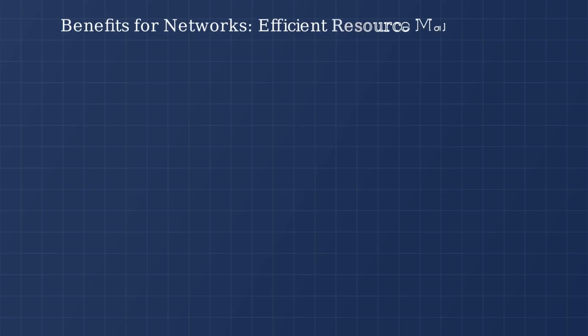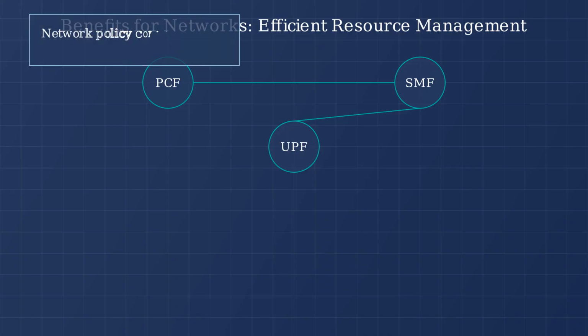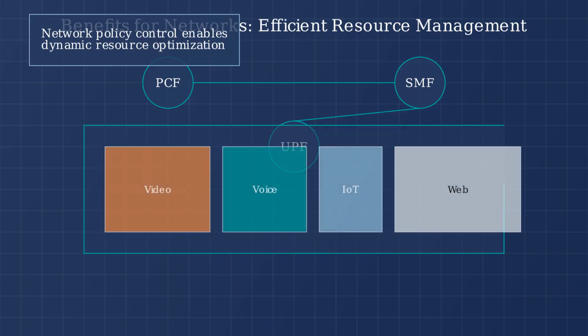Policy control provides significant benefits for network operators through efficient resource management. In a 5G network, the policy control function and session management function work together to optimize how network resources are allocated. Dynamic policy control enables operators to adjust quality of service and charging rules in real time based on network conditions. Without effective policy control, network resources may be inefficiently allocated, leading to wasted bandwidth and processing power.